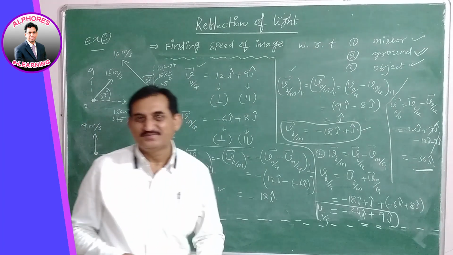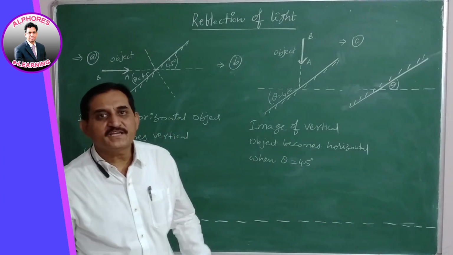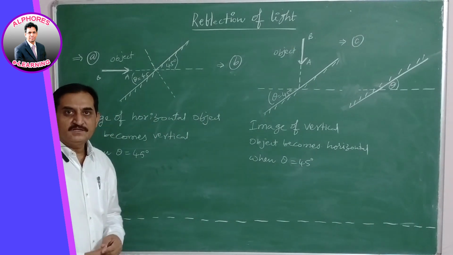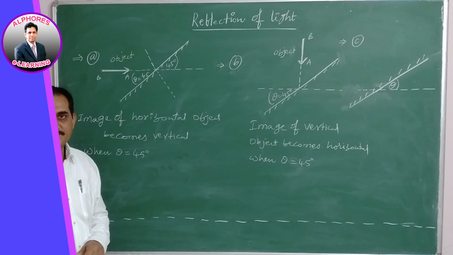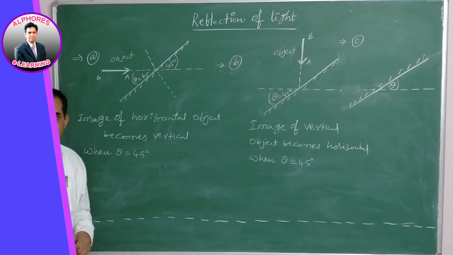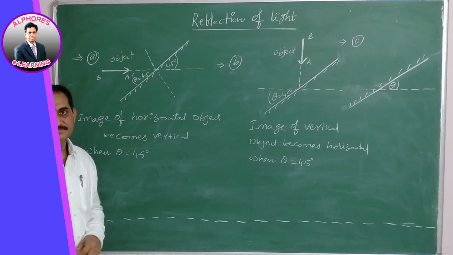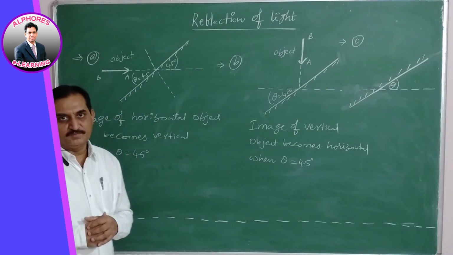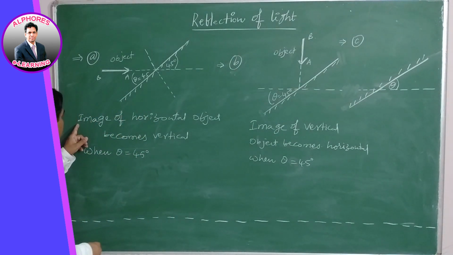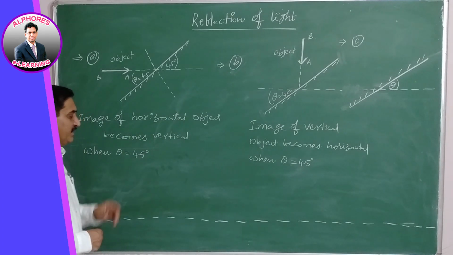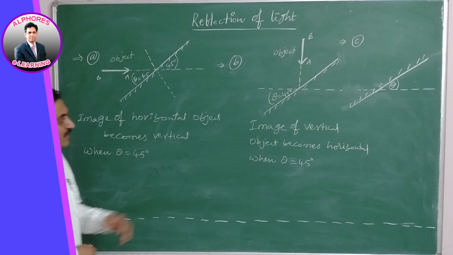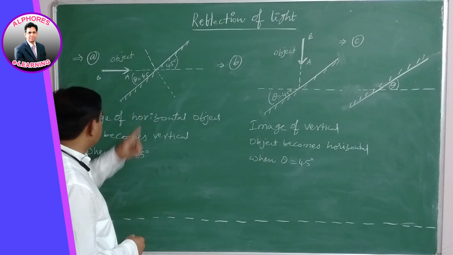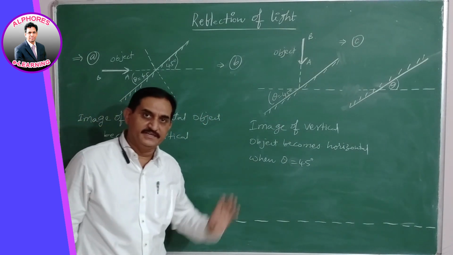Let us discuss the reflection of light by a plane mirror. Here the plane mirror is making an angle theta with the horizontal. If it is 45 degrees, then what kind of result can we see in the image formed by the plane mirror? The image of a horizontal object becomes vertical, and the image of a vertical object becomes horizontal, when the angle made by the plane mirror with the horizontal is 45 degrees.